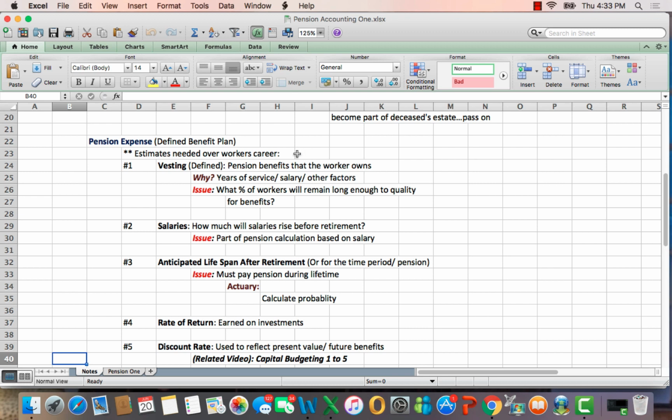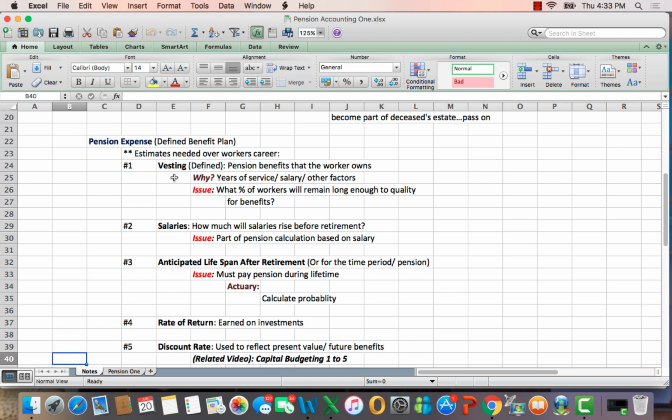First, that estimates are needed over a worker's career. How long will the average worker live? How old are they when they retire? What is their ending salary? What does the pension plan call for in terms of paying a benefit?